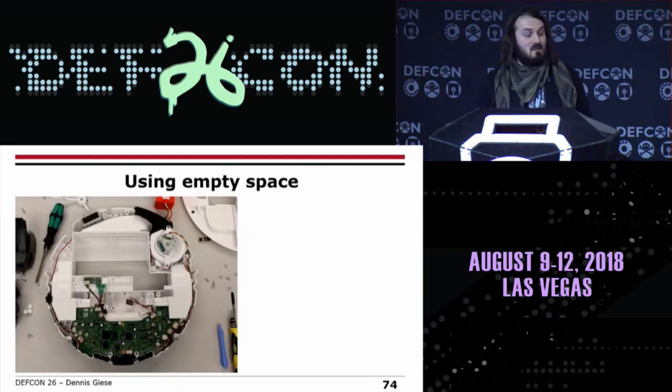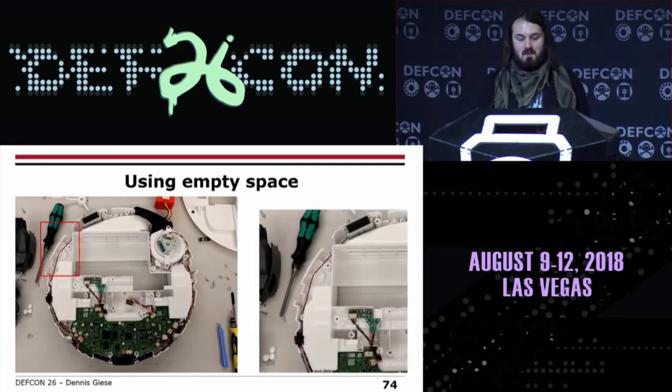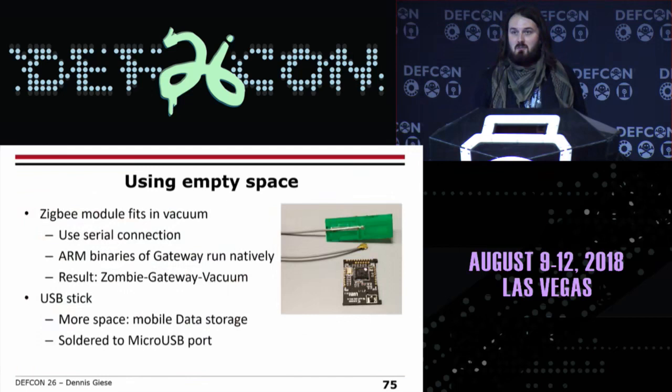Another thing, the generation 2 here has a lot of empty space in the case, and you can use that for some things. For example, if you remember, I bricked one of the camera gateways, and it has a Zigbee module, which I unsoldered, and I connected it to the vacuum cleaner. I could take just the binaries for the gateway functionality from the camera and put them on the vacuum cleaner, and then they run natively. And now I have a zombie gateway vacuum cleaner, which has Zigbee functionality and can clean your room.